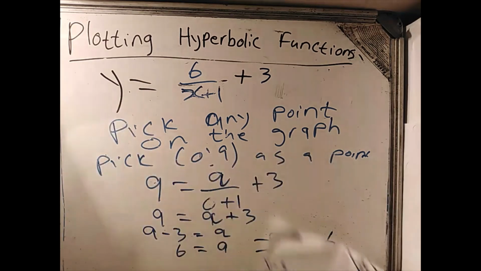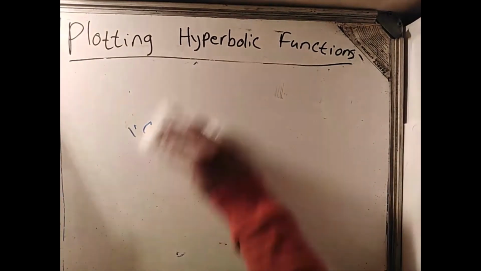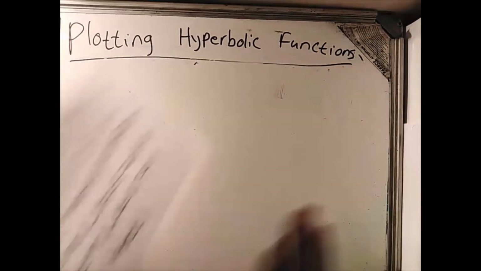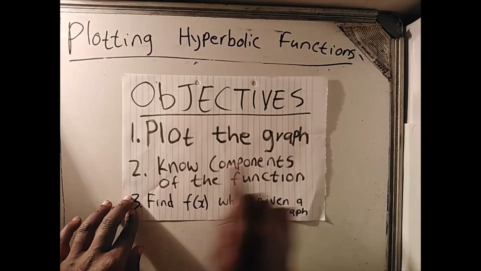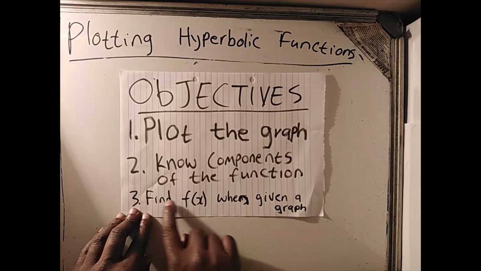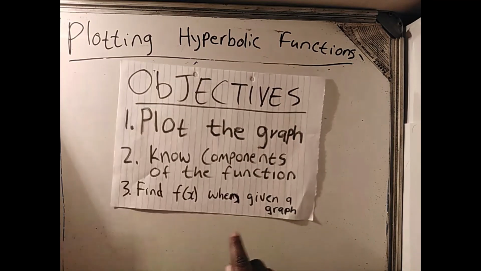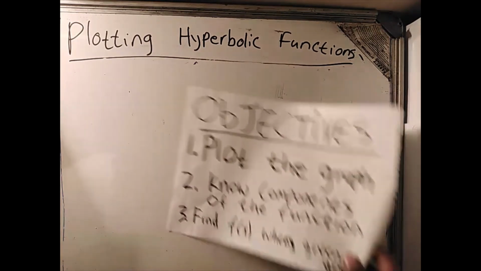So ladies and gentlemen, before we wrap up today's session, let's look at what our objectives were and see if we were able to meet them. The first objective was to plot the graph. We did speak about how to plot the graph. The second objective was to know the components of the function. We spoke about the asymptotes, the x-intercept, the y-intercept and all of those kinds of things. The third objective was whether you can find f of x if you are given a graph. We looked at the graph and we were able to find f of x. So that means our objective for today was met.